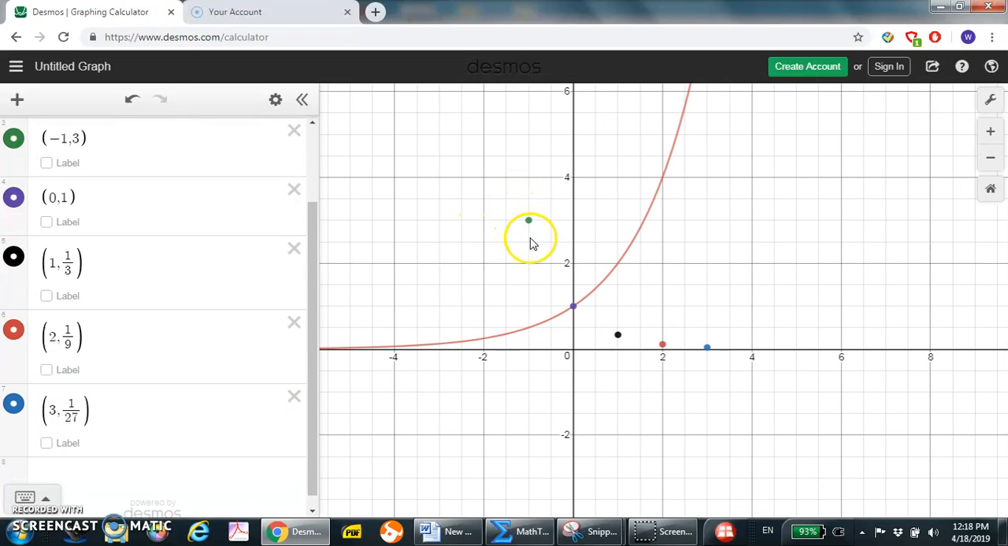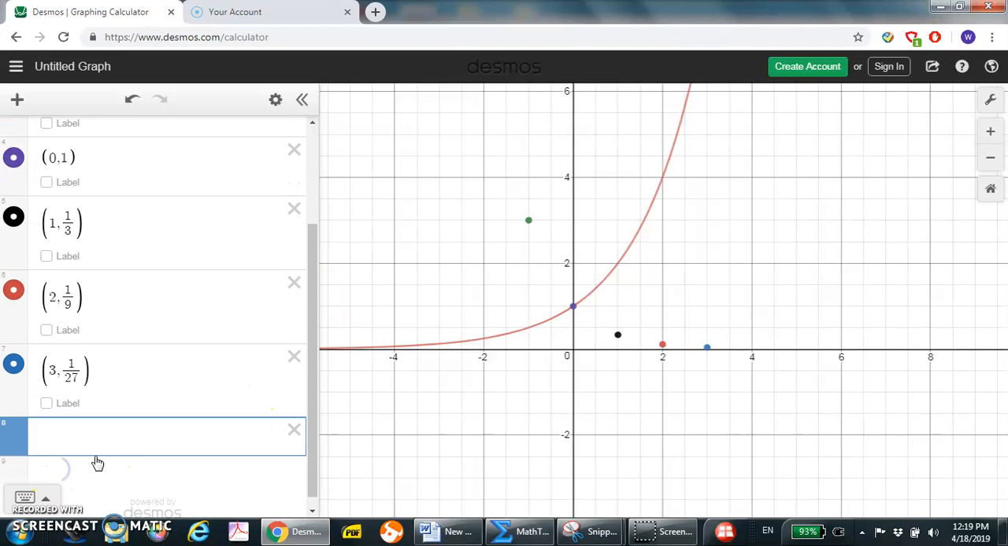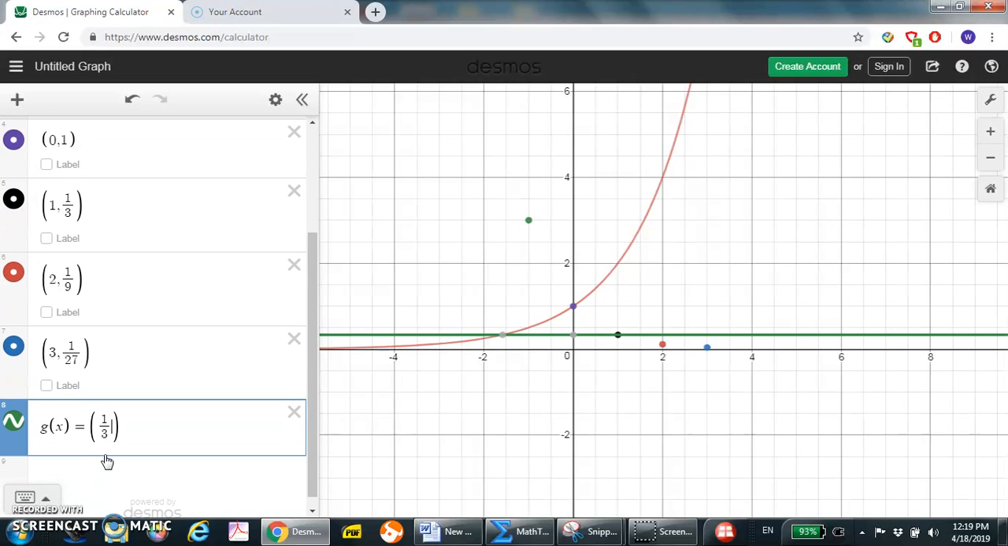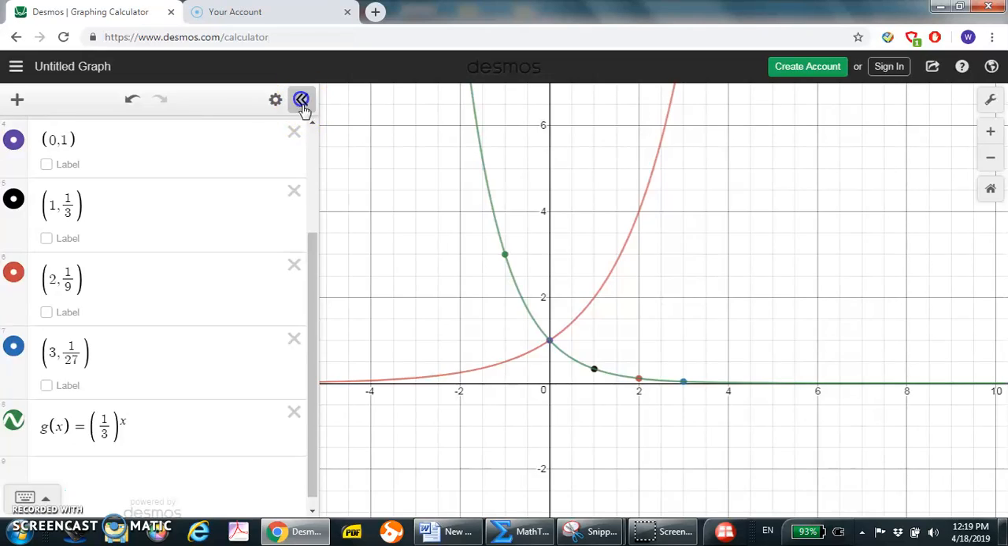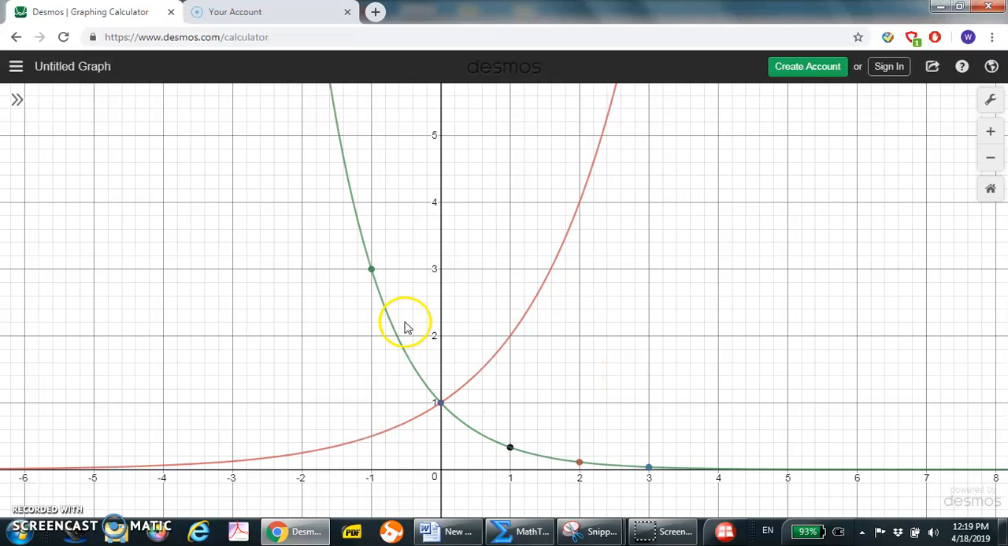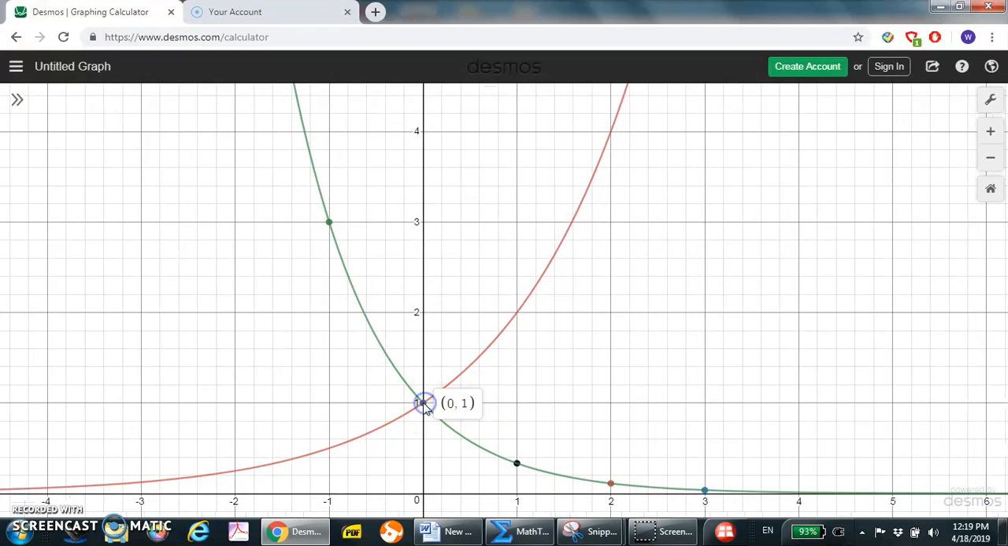Now, by connecting these points, you will get the graph of the function g(x) equals 1 over 3 to the power of x. This time what we can notice is the graph still passes through the point (0, 1). So it has the same y-intercept as the function f(x) equals 2 to the x.